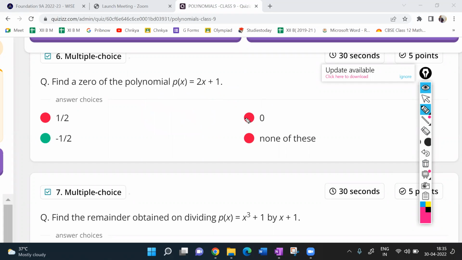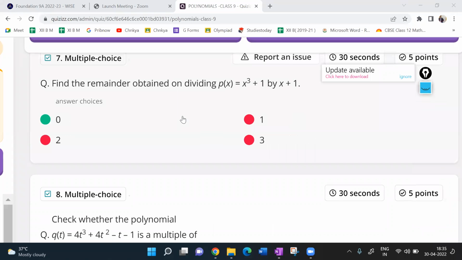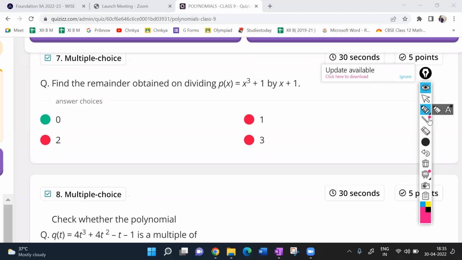Next question. Find the remainder obtained on dividing this by this. What's happening here? x plus 1 dividing x cube plus 1. Do you know the long division method? Yes, sir, but you haven't taught us. Yes, we haven't discussed that yet. No problem, I'll tell you.